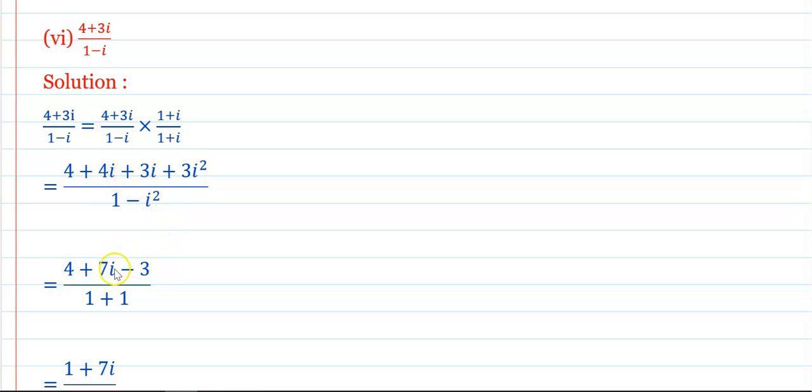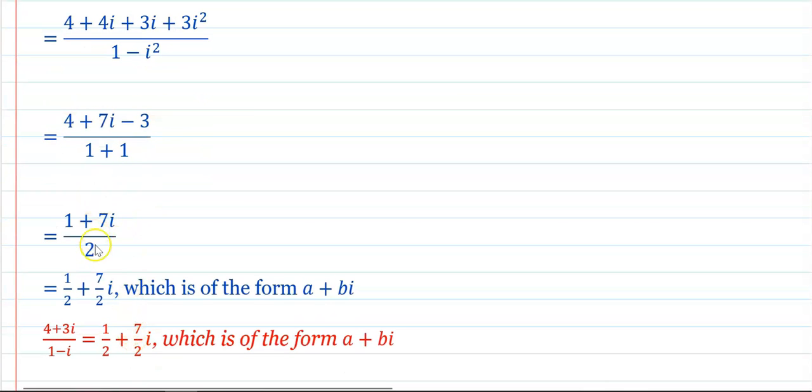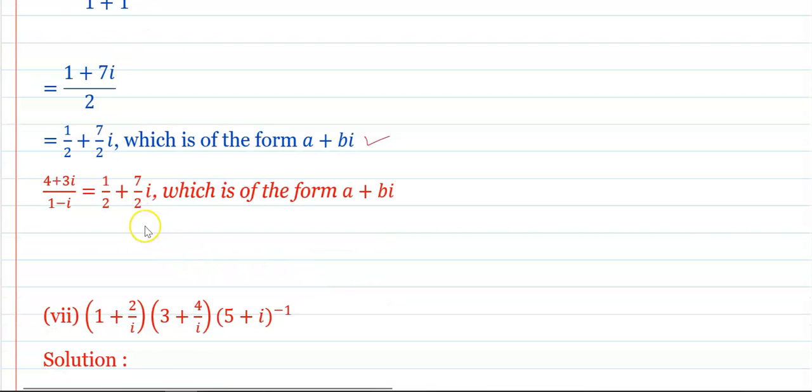Now 4i + 3i, 7i. Plus 4 - 3, you will get 1. So (1 + 7i) upon 2. Split it up: 1/2 + 7/2 i, which is of the form a + bi, and hence the answer. What is that? 1/2 + 7/2 i. This is the answer.